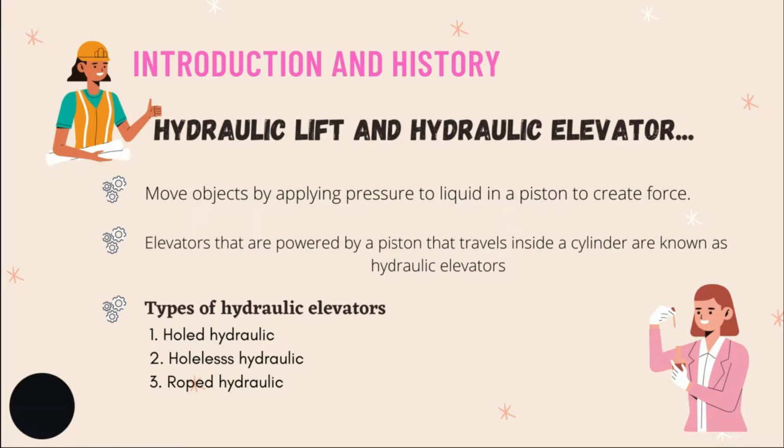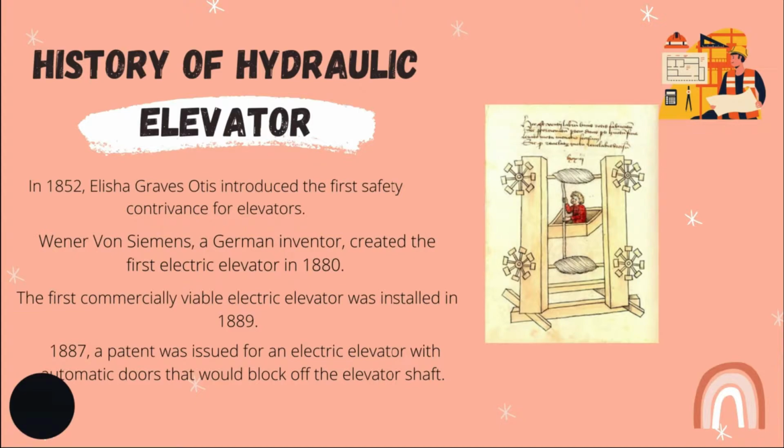Elevators that are powered by a piston that travels inside a cylinder are known as hydraulic elevators. To move the piston, an electric motor pumps hydraulic oil into the cylinder. The elevator car is lifted smoothly by the piston. The discharge of the oil is controlled by electrical valves for smooth motion. There are three types of hydraulic elevators: holed hydraulic, holeless hydraulic, and roped hydraulic.